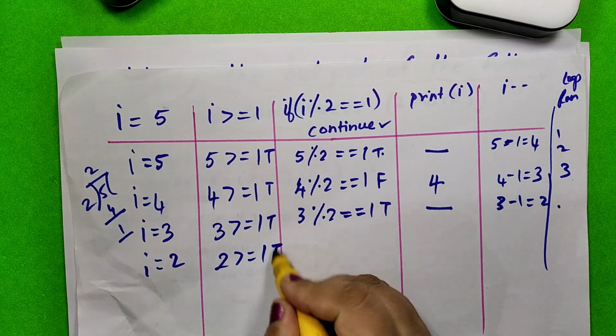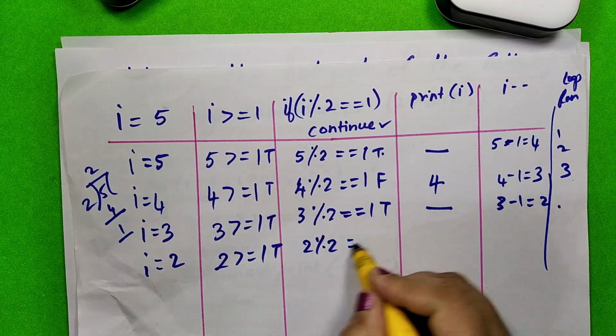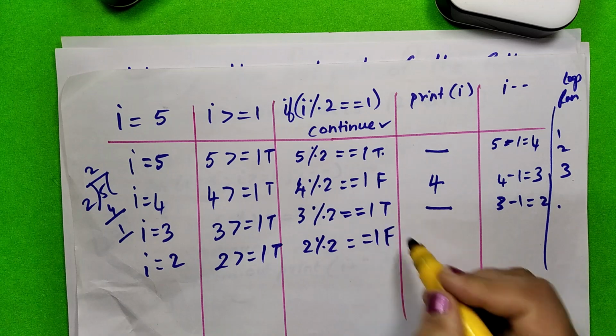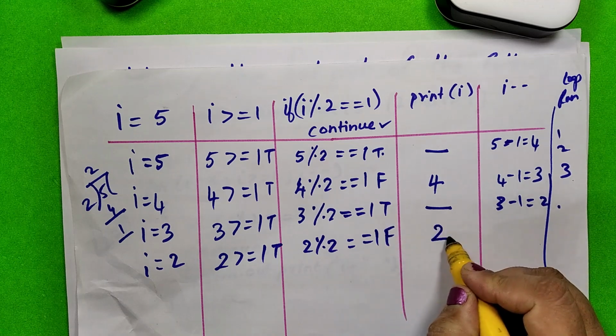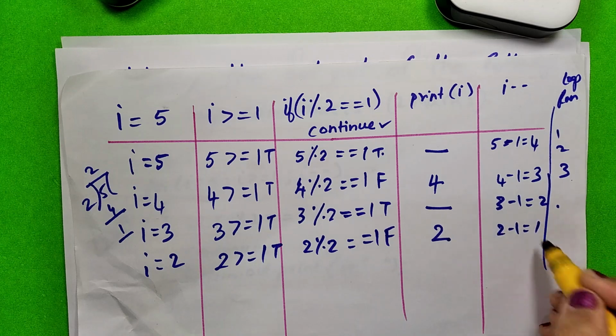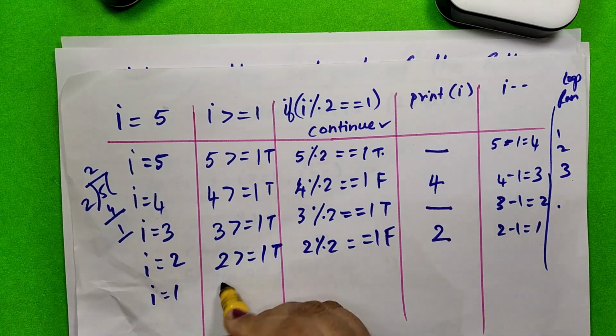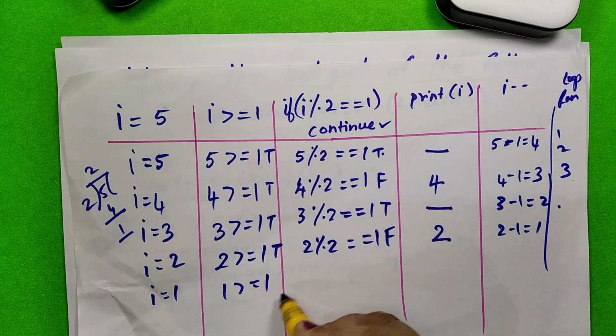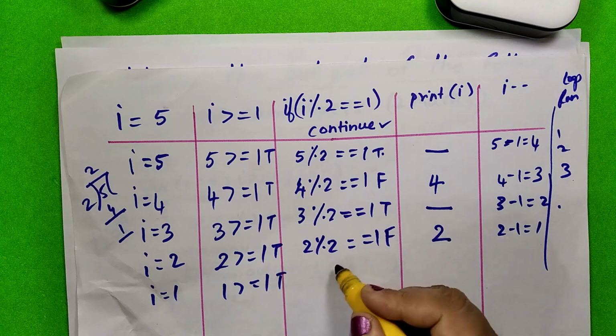2 is greater than 1. It is true. 2 modulo 2 is not equal to 1. So this is false, but it is going to print I. Okay, and here it is going to become 2 minus 1, 1. So I is 1. 1 is not greater than 1, but 1 is equal to 1. Okay, again it is going to run this loop.